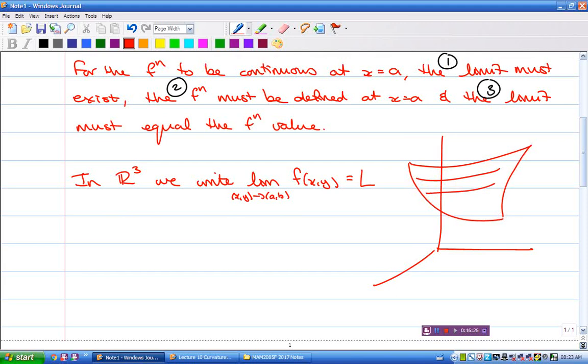Let's say we've got some piece of curvy surface here floating in space. Here I've got my point (a, b) in my domain. My domain is now the xy plane, or maybe a region in the xy plane. So that's my point in the domain. It's no longer a dot on an axis, it's a dot on the xy plane. And the function value that my function is tending towards is some spot on that surface, where L would be some value on the z-axis.